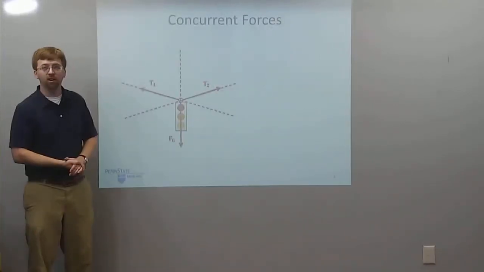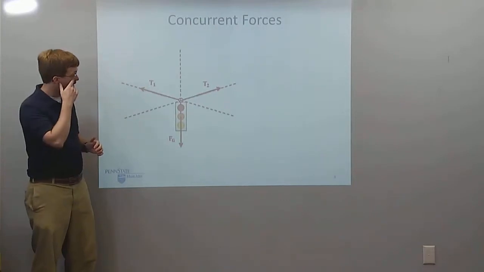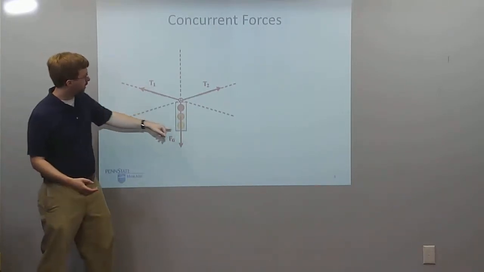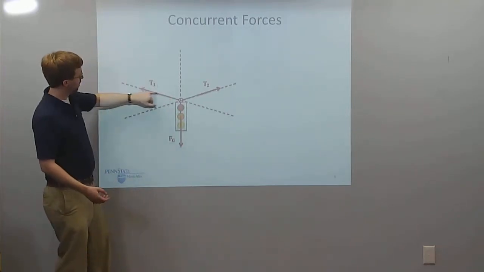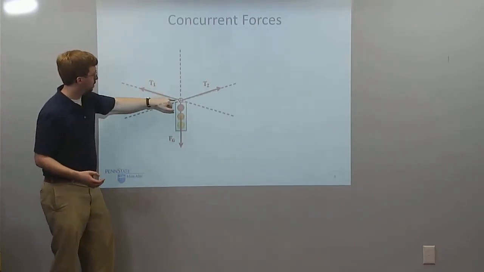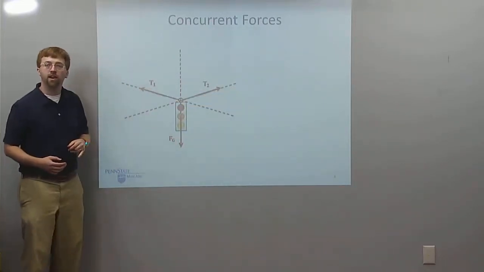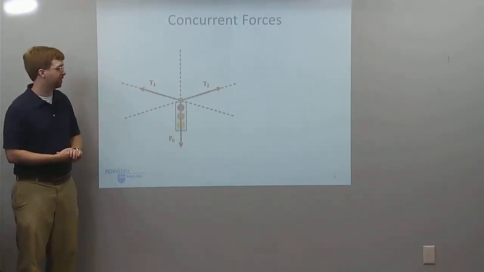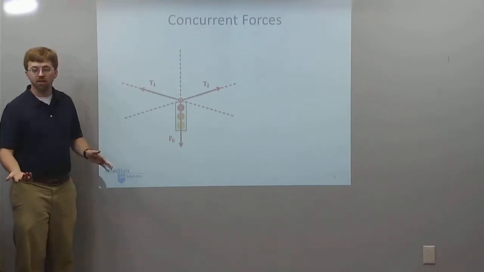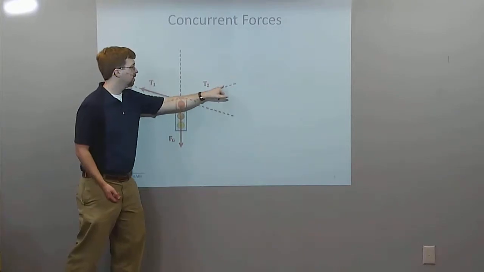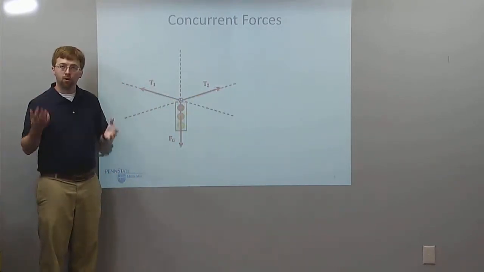So, an example of a concurrent force system, a set of forces that are all concurrent: we've got here a traffic light, and it's a little hard to see because the forces are drawn in, but we've got two cables running off like this that are supporting this traffic light. So we've got three forces in this system. We're going to have gravity pulling down, and we're going to have a tension in either direction holding this up.